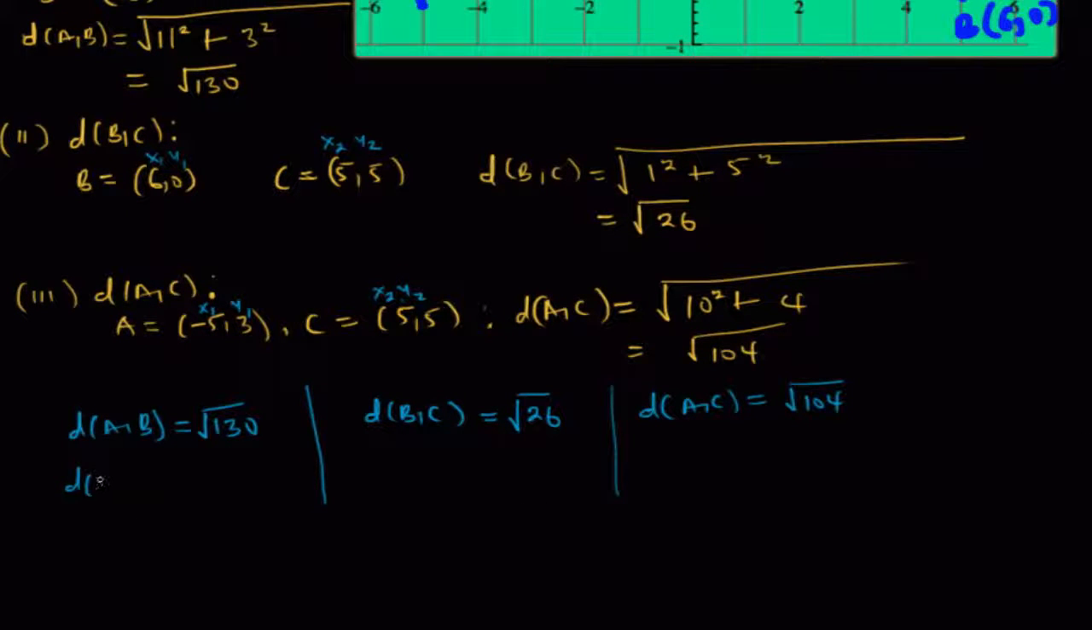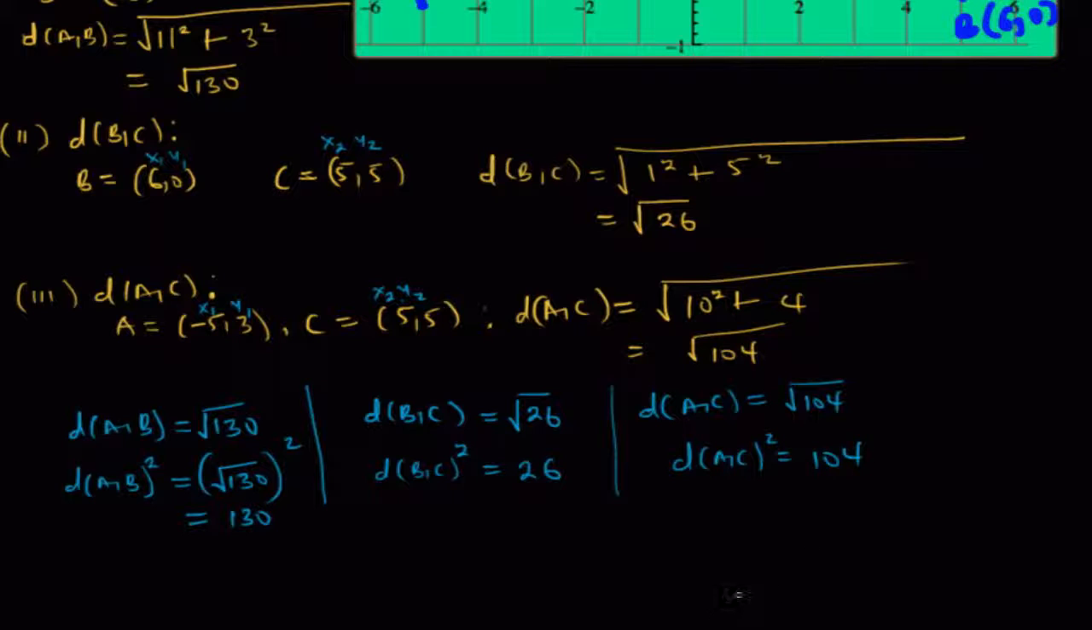So AB squared is the root of 130 all squared, which removes the square root sign, and that becomes 130. Then BC squared equals 26, and AC squared equals 104. Now if you notice closely, when you sum 26 plus 104, we obtain 130.